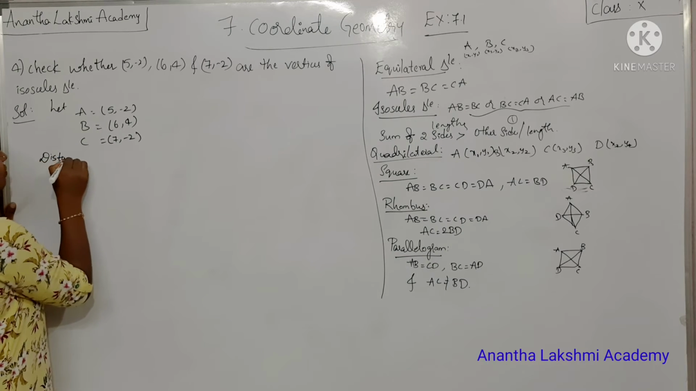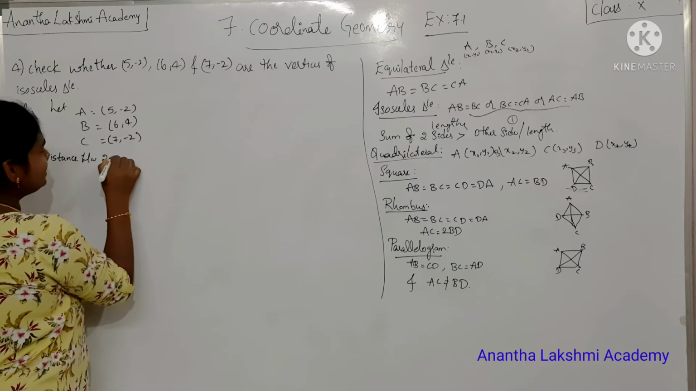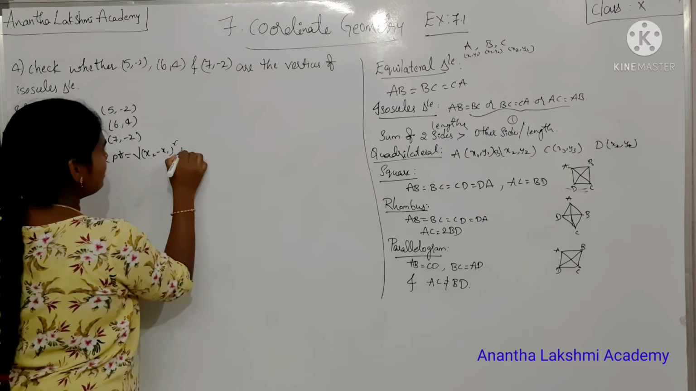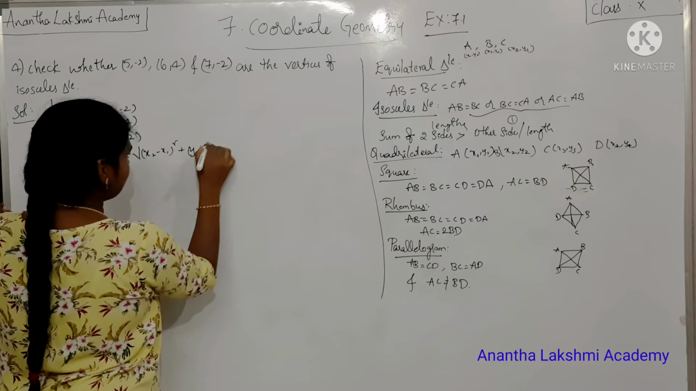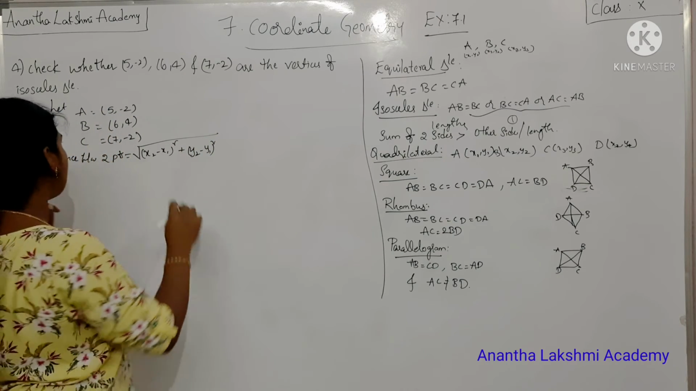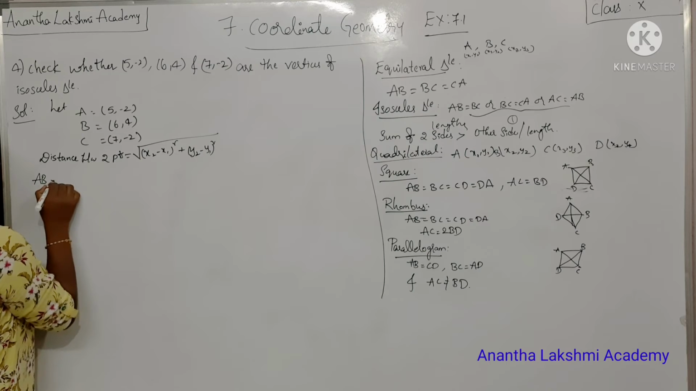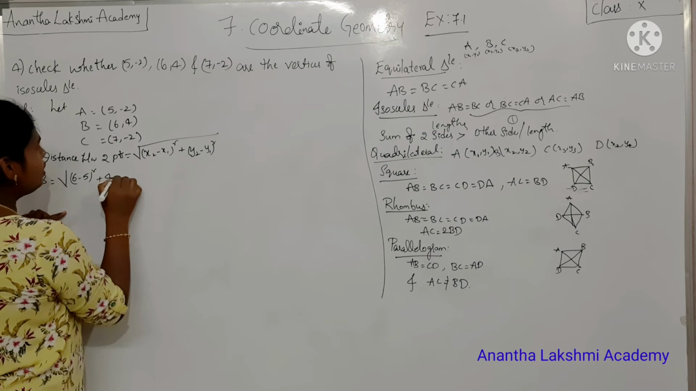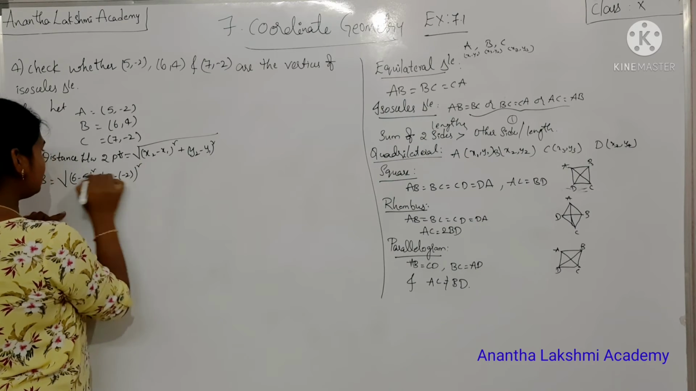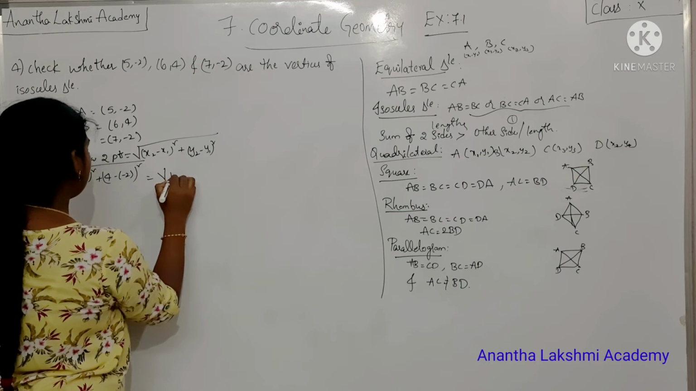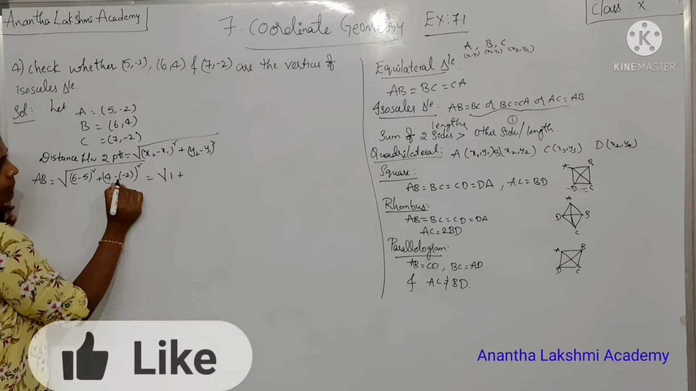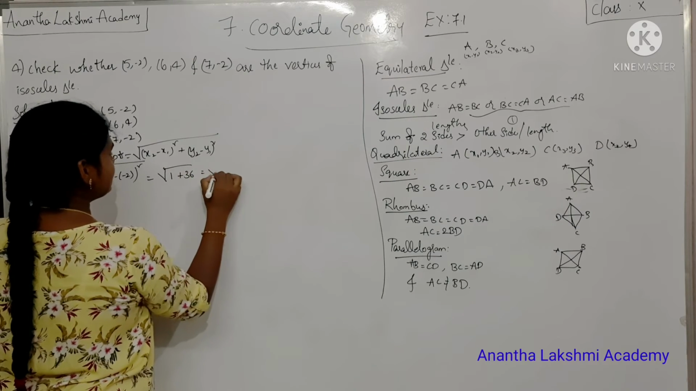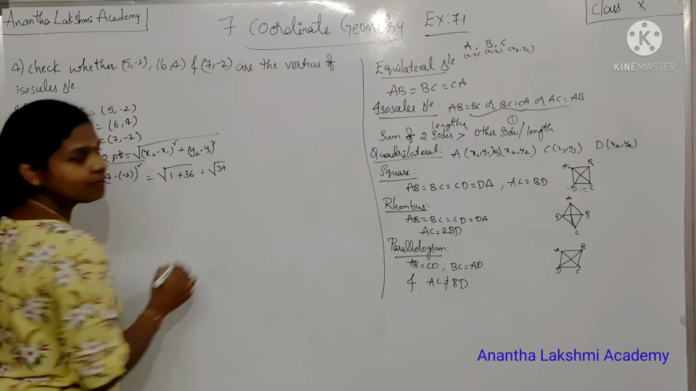We know the distance formula. Distance between 2 points is equal to under root of (x2 minus x1) whole square plus (y2 minus y1) whole square. Alright, this is what we have learned. So let's find this AB length first. So (6 minus 5) whole square plus (4 minus of minus 2) whole square. This is going to be 1 square, 1, plus 4 minus of minus 2 is plus 2, 4 plus 2 is 6, 6 square is 36, and this is going to be 37.